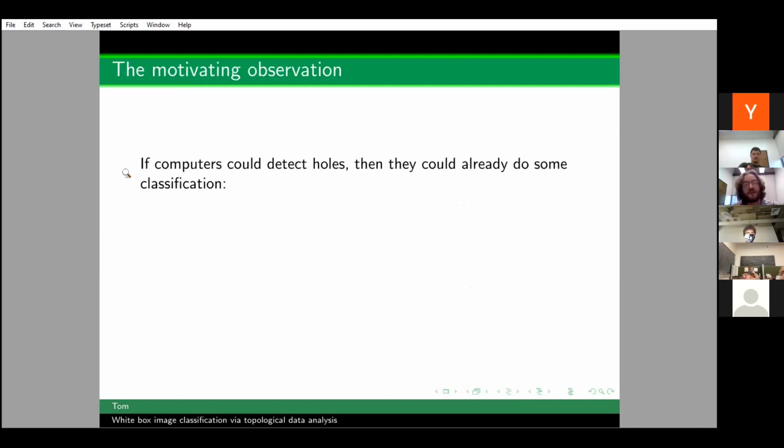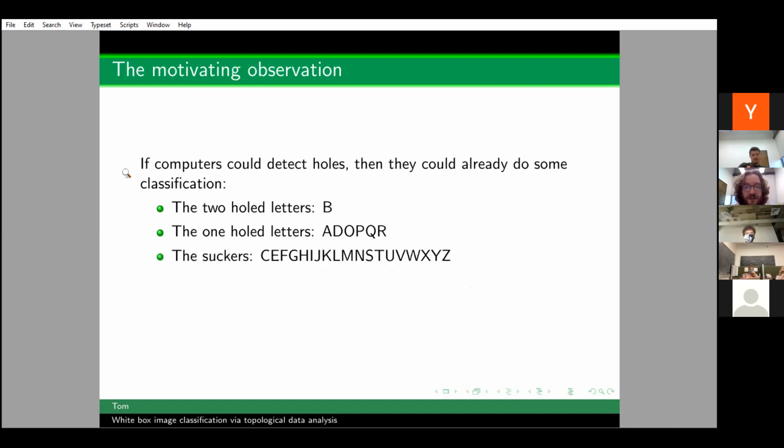Okay, with that in mind, we can move to the motivating observation. The motivating observation for this algorithm is that if you can detect holes in a letter, then you can already do some classification. There's one capital letter that has 2 holes in it, that's the B. There are 6 letters that have 1 hole in them. And then there are 19 letters that are effectively combinations of line segments with no holes.